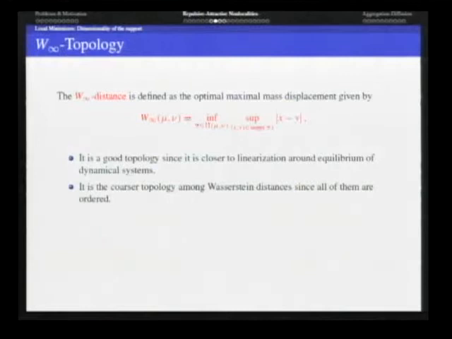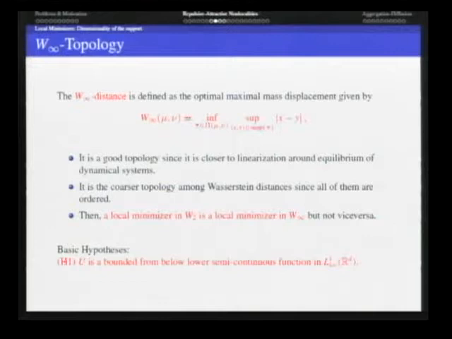On the other hand, you have a more pragmatic answer to this, which is that it is in fact the coarsest topology among all transport distances. So whatever I say for local minimizers in W infinity, I will say that also for local minimizers in W2, because you have this simple relation. Okay, so now let's fix some hypothesis on the potential. Let's be more precise. I'm going to assume that the potential is bounded from below, lower semi-continuous and locally integrable.